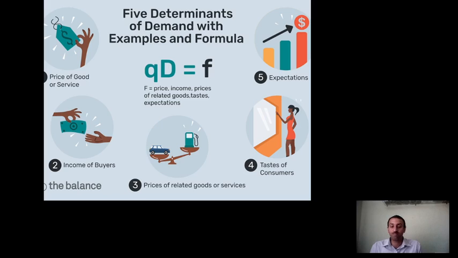If the prices of the related goods increase, then the quantity demanded of the other related good will decrease. So this is how it impacts. The next is the taste of consumers. The taste of consumers will keep on changing along with the changing trends.